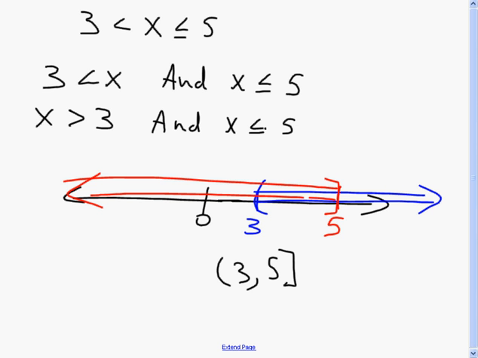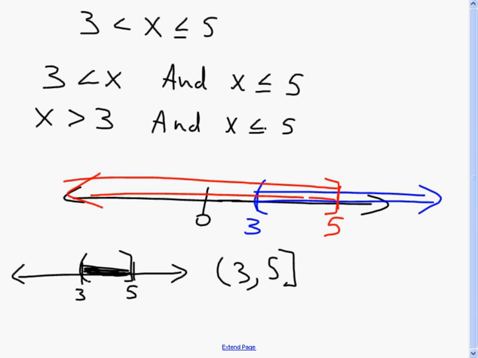Technically what you're supposed to do is redraw your number line. Now you don't have to for me, but when you're working your problems online, when you're choosing the correct one, you're supposed to redraw it, so 3, 5, and then you have a parentheses at 3, bracket at 5, and you just shade the portion in there where we overlap. So that's what you want to choose if you're having to choose one online.